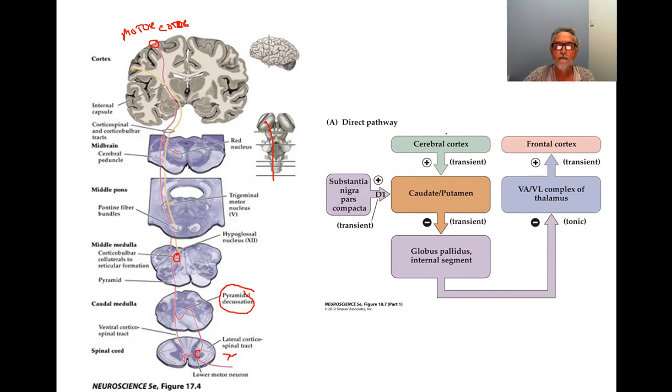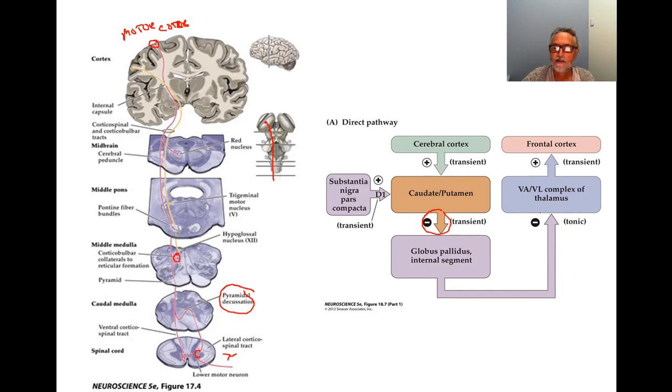Alternatively, when we're looking at motor control, we might look at a very blocky physiological type diagram. So this is the pathway through the basal ganglia for controlling movement, rather than the anatomical one we saw on the left. And so it's basically saying the cortex is excitatory of the caudate nucleus, as is the substantia nigra. That excitation leads to an inhibition of the globus pallidus.